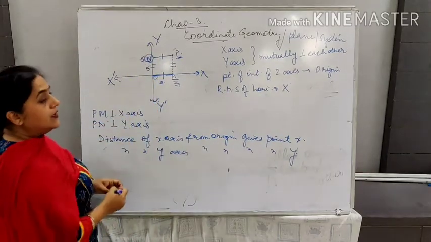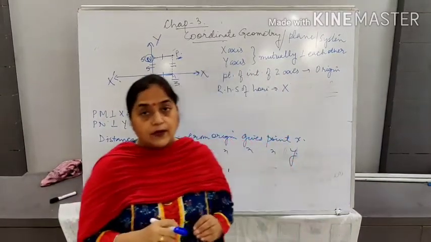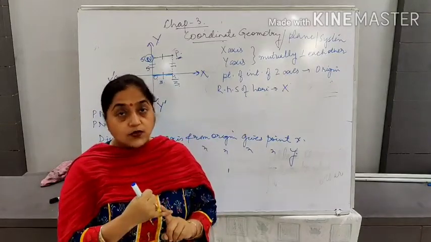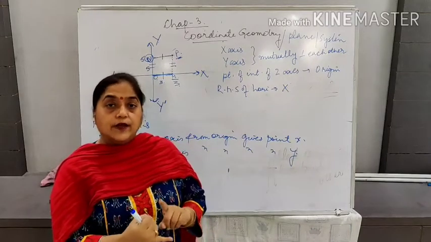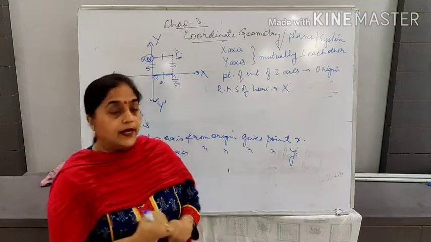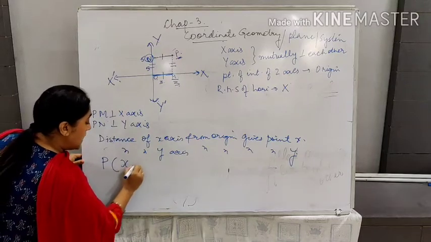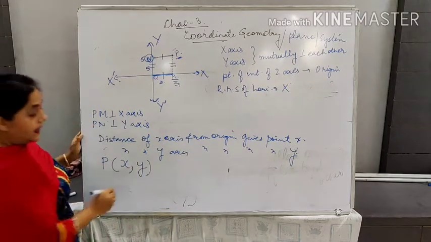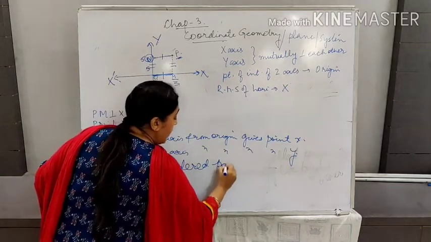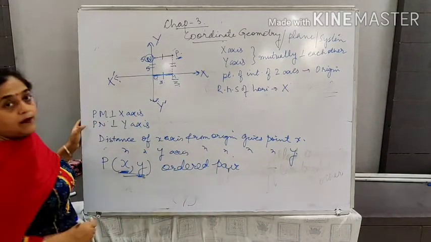Right? So when we are talking about coordinate geometry, we are talking about two axes together. We are talking about these mutually perpendicular two axes, and we are talking about the origin. The next thing: how will you locate the point? Always remember, the point P will be located as (x, y). What is this (x, y)? This is called an ordered pair, in which the x value is written first and then we write the y value.